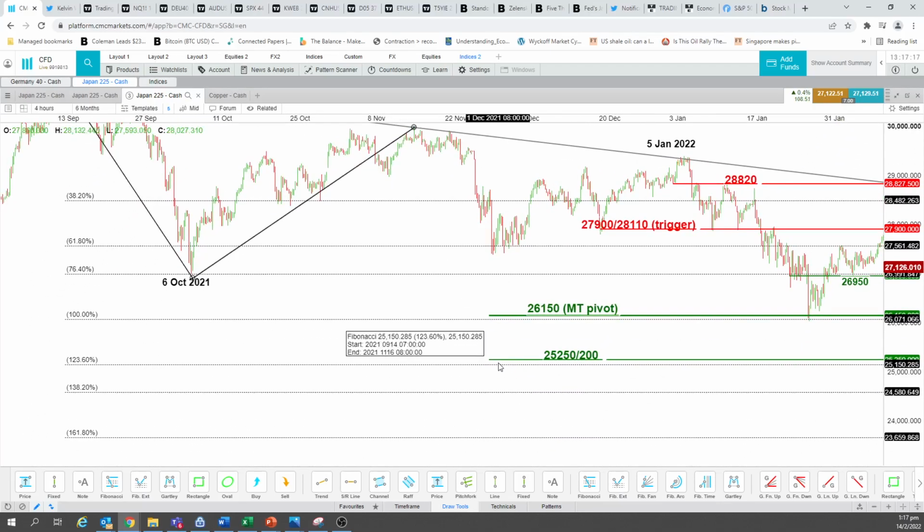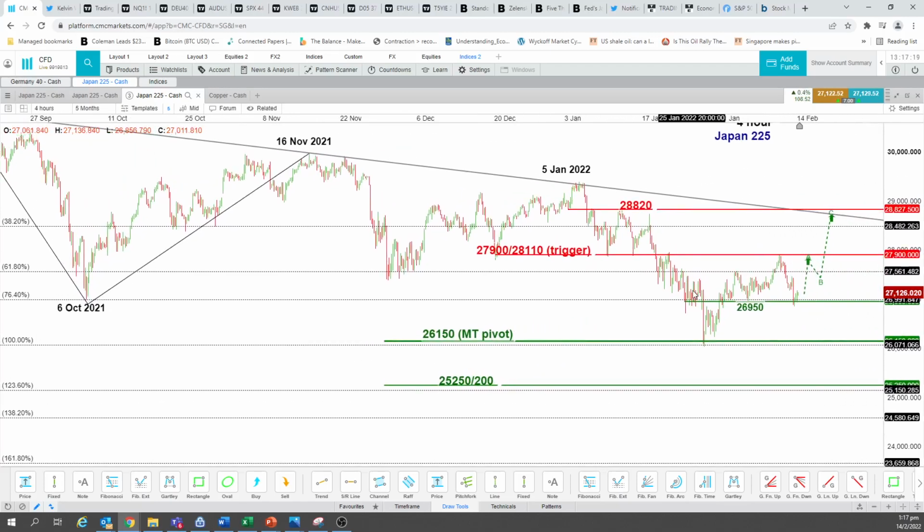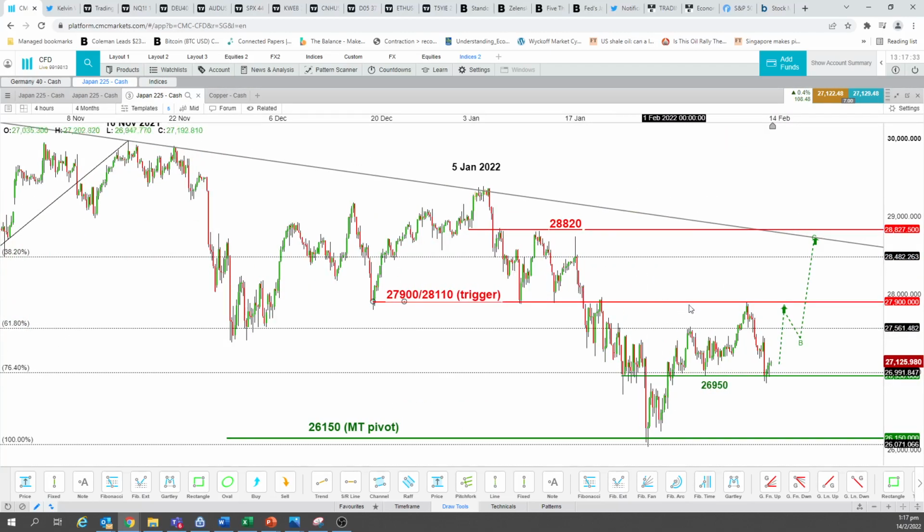Yes, at 1.236. So all in all, we still have that bullish bias as long as 26,150, the key medium-term pivotal support, holds. We're still looking for a bounce up towards the sideways range configuration that is evolving on the Nikkei 225 right now.